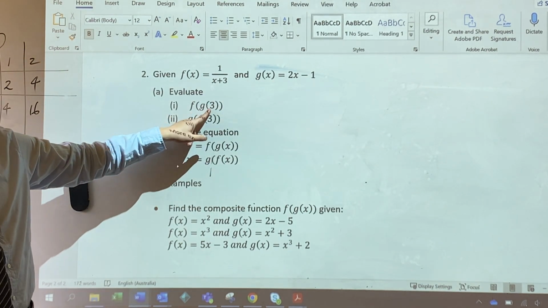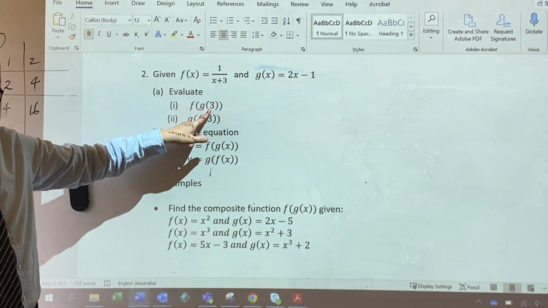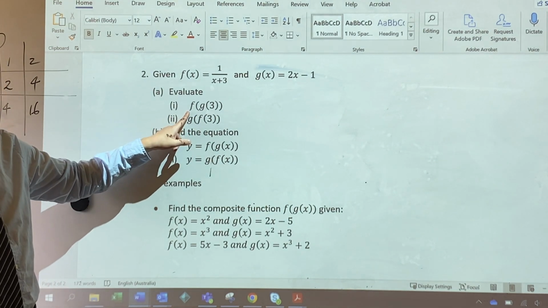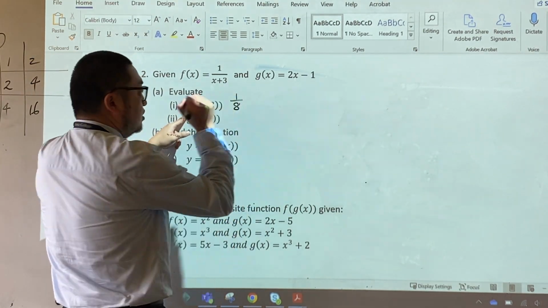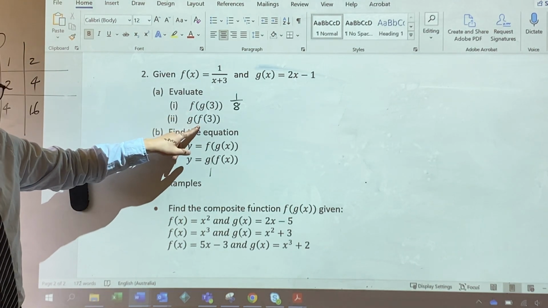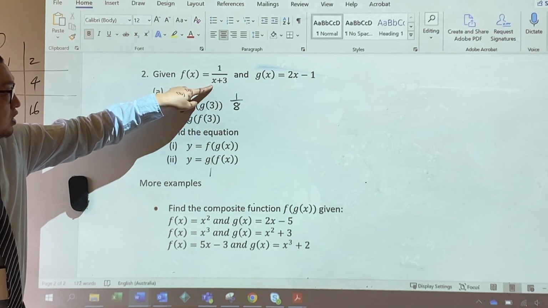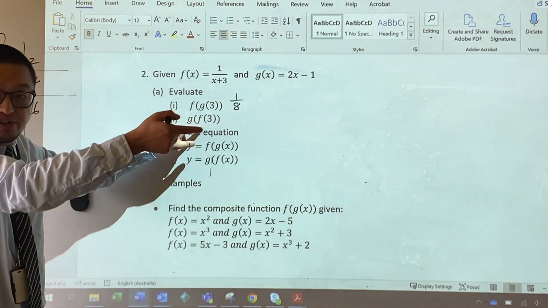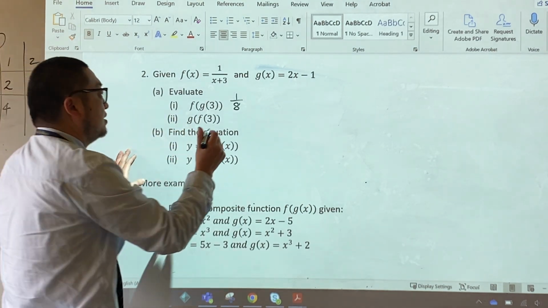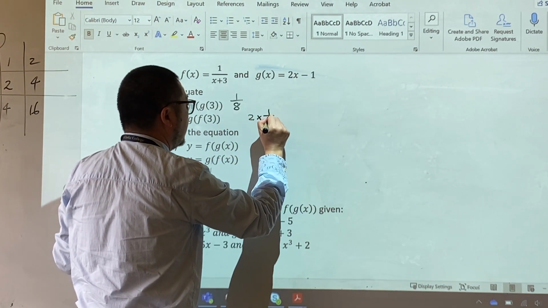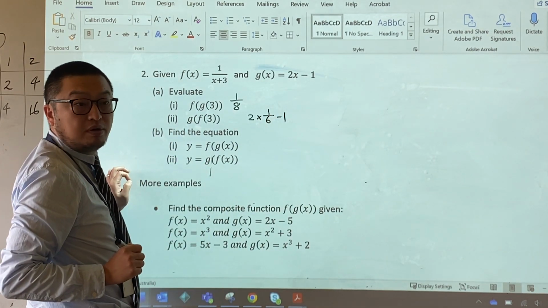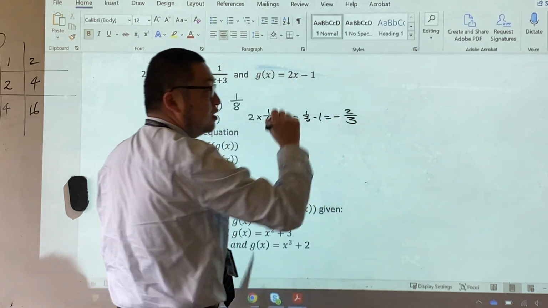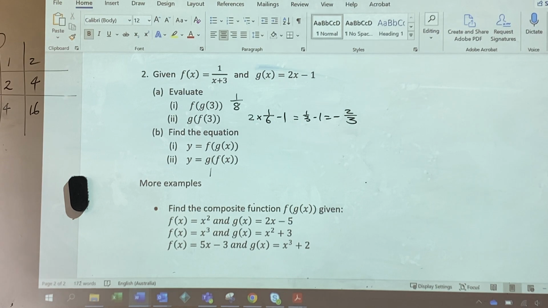g of 3. What's g of 3? 2 times 3 is 5. Yeah. And I put it into here, 1 over 8. Now you guys are pretty quick now, very good. Okay, f of 3. f of 3 is 1 over 6. So I put 1 over 6 into wherever x is in gx. So 2 times 1 over 6 minus 1, basically. Make sense? Okay, that's easy. Now let's try this one.